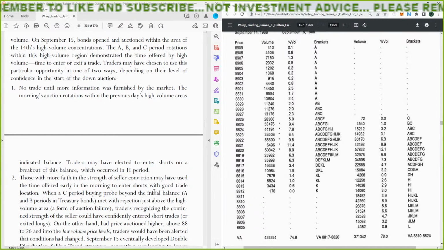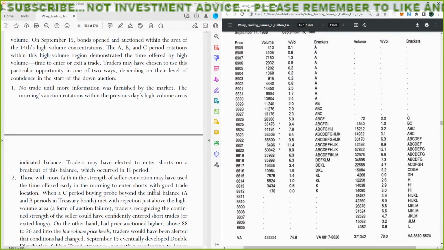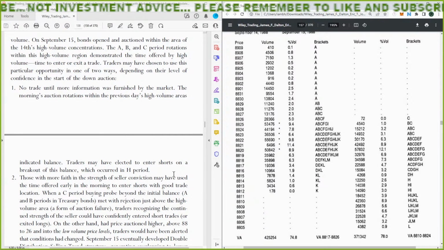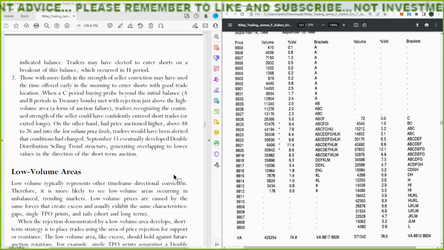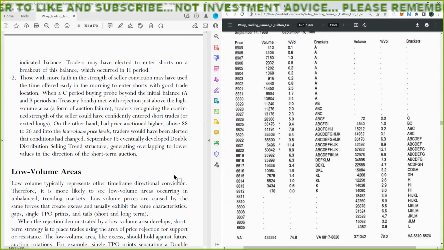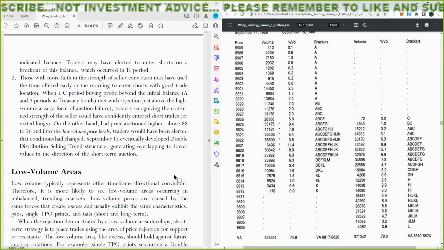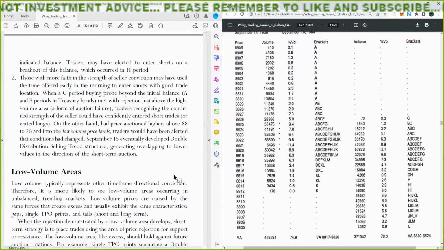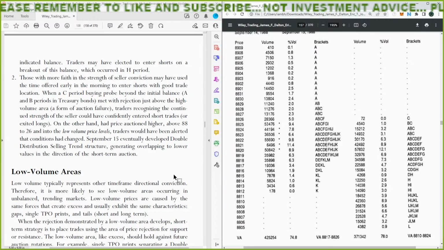Two, those with more faith in the strength of seller conviction may have used the time offered early in the morning to enter shorts with good trade location when a C period buying probe beyond the initial balance, A and B periods in Treasury bonds, met with rejection just above the high volume area, a form of auction failure. Traders recognizing the continued strength of the seller could have confidently entered short trades or exited longs. On the other hand, had prices auctioned higher above 88-26 and into the low volume price levels, traders would have been alerted that conditions had changed.